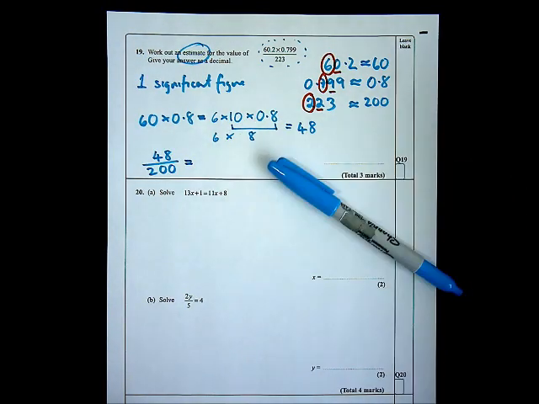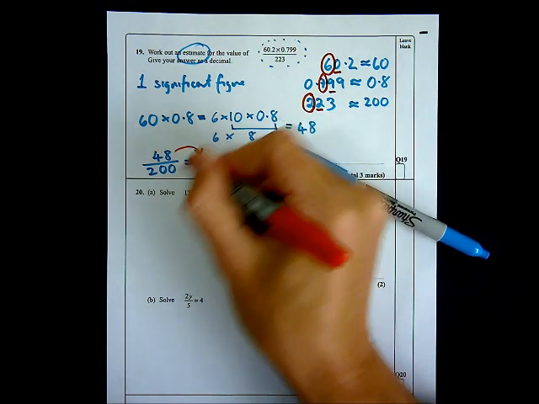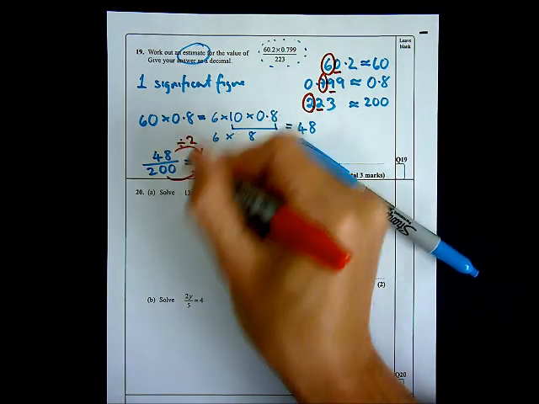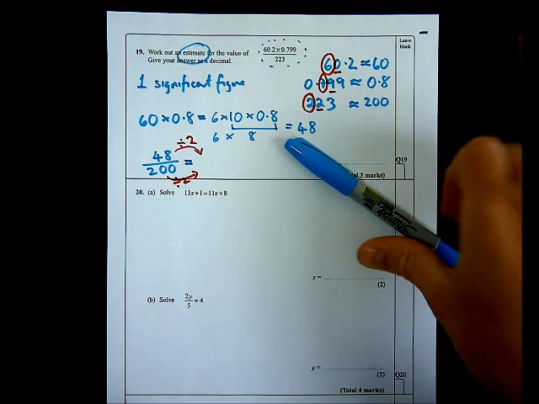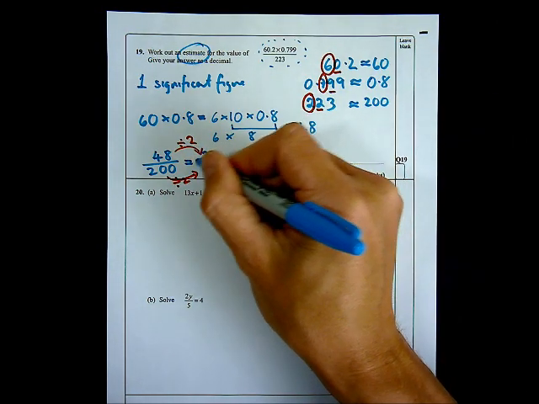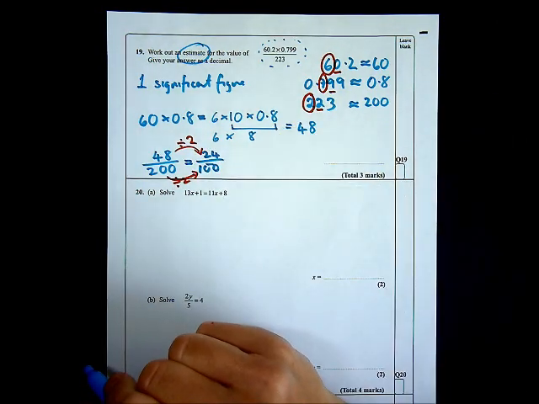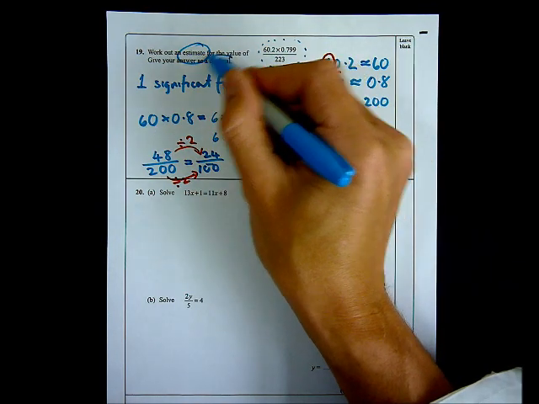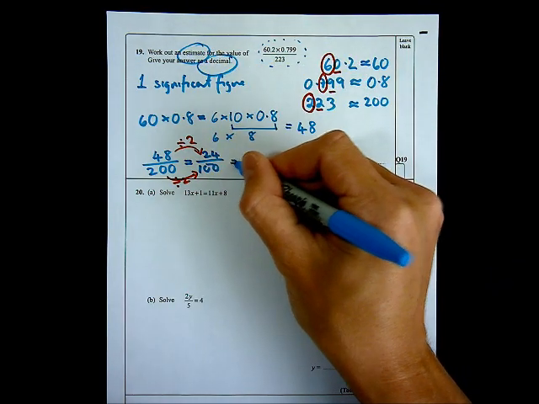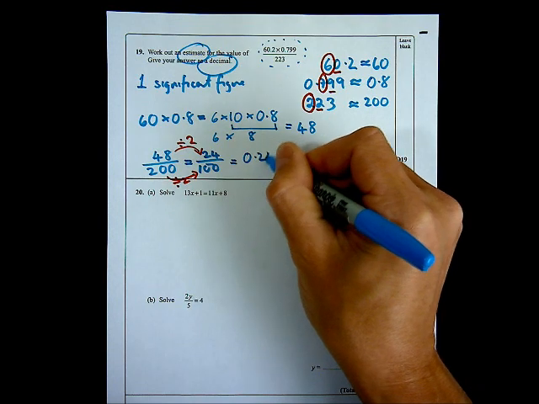Now if I divide both the numerator and the denominator by 2, I'm going to get 24 on the top and 100 on the bottom. And the reason I've done that is in the question I'm asked to write my answer as a decimal. And 24 over 100 is 0.24.